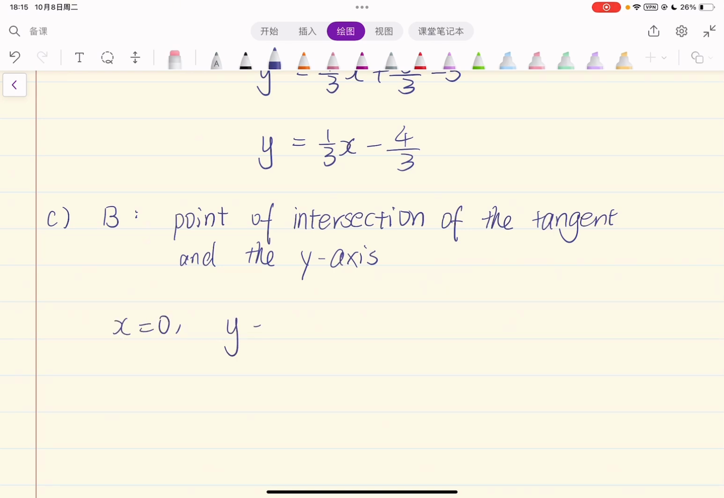So y equals, you need to substitute x equals 0 into the equation of tangent, that is 1 over 3 times 0 minus 4 over 3 equals minus 4 over 3. So B is a point at 0, minus 4 over 3. That is the answer.